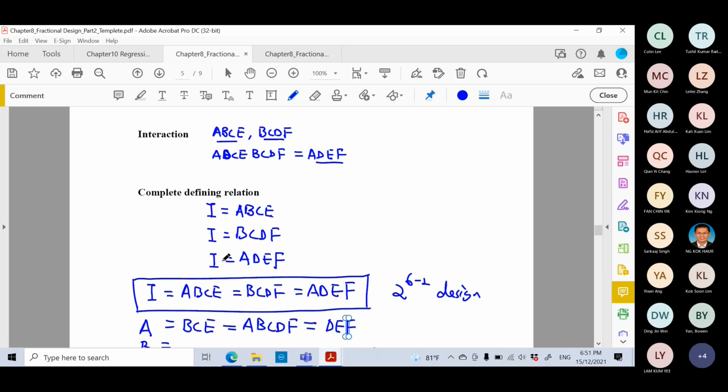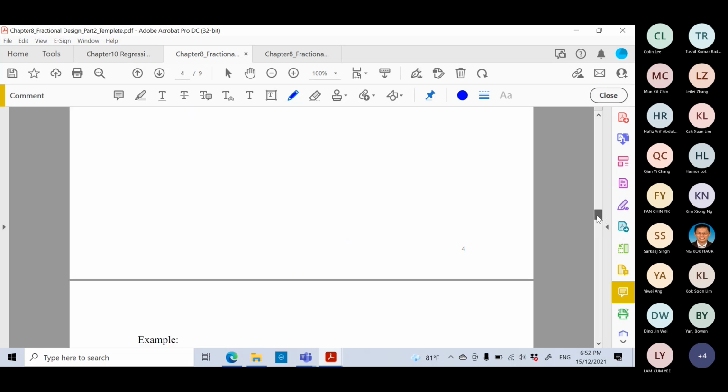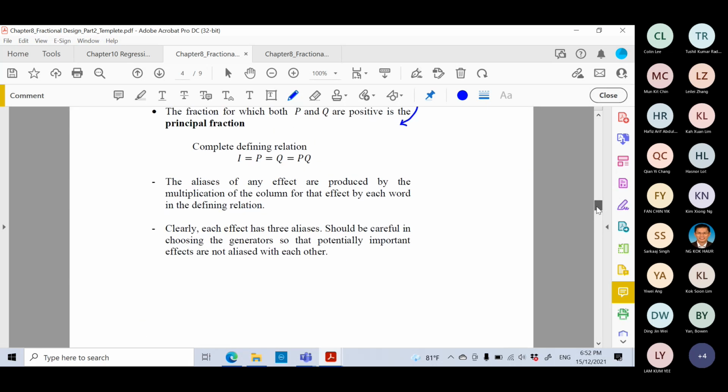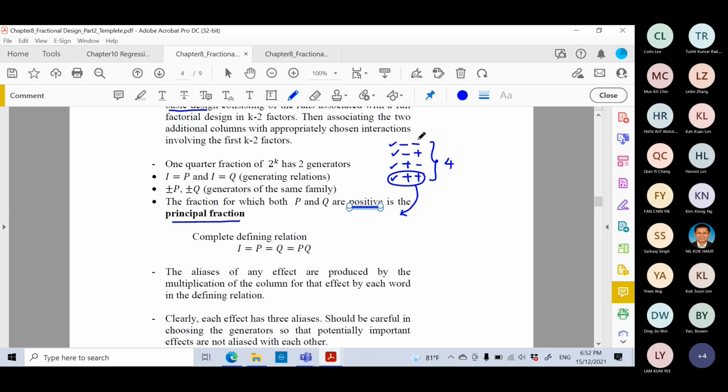Okay, so this one is where we run the principal fraction. What I mean by the principal fraction is that both of them are positive, so this one is called the principal fraction. Because they consist of 1 quarter, they can have both of them negative, one negative and one positive, one positive and one negative, and both of them plus.